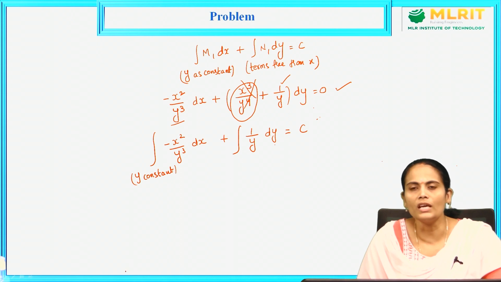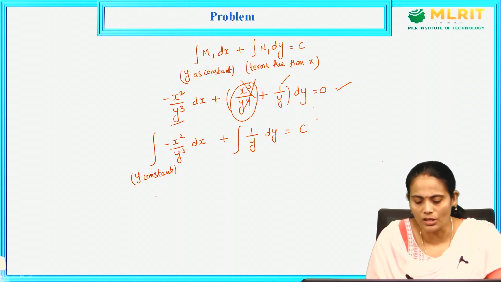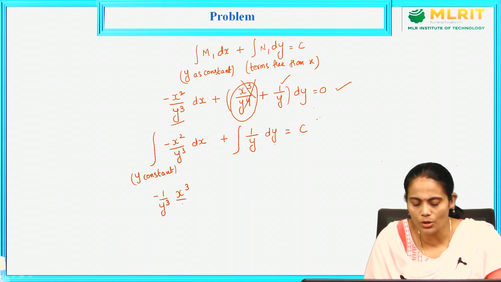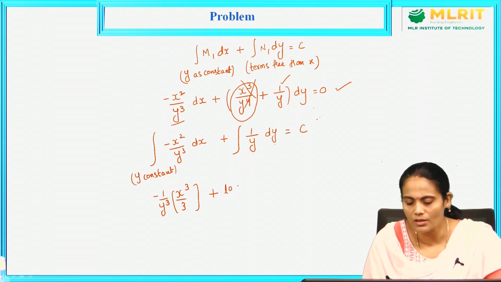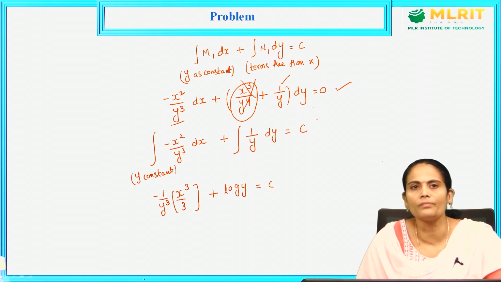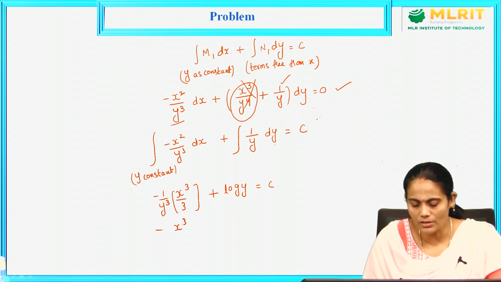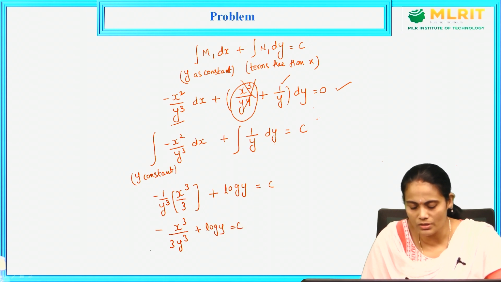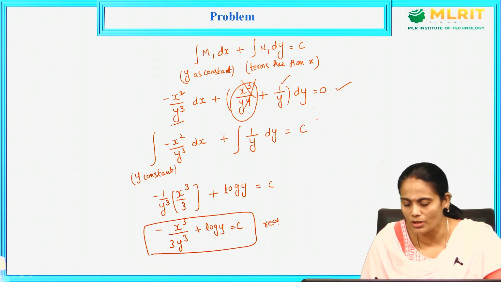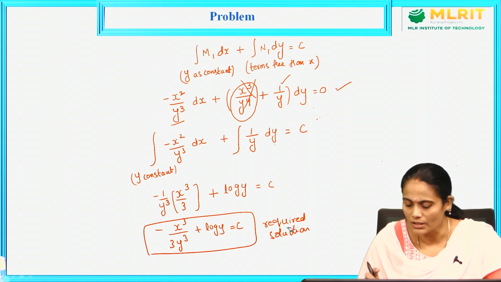Now we have to integrate. In the first integration, minus 1 by y cube is a constant. The integration of x square is x cube by 3, plus the integration of 1 by y is log y, is equal to c. So minus x cube by 3y cube plus log y is equal to c is the required solution. This is the general solution of the given exact differential equation.